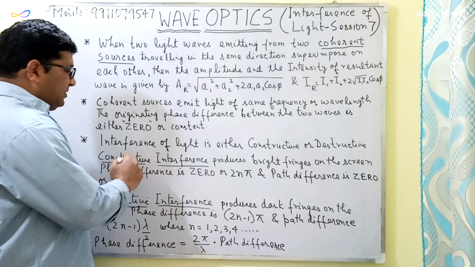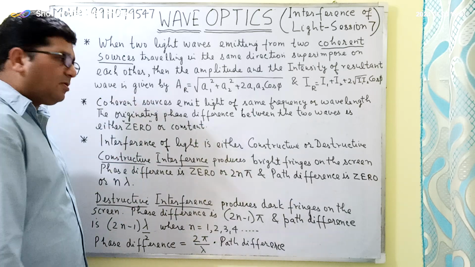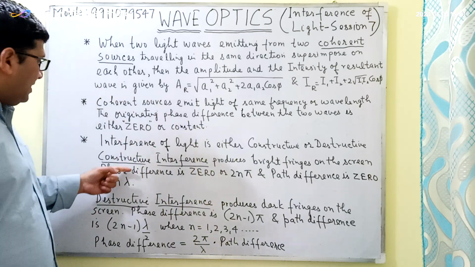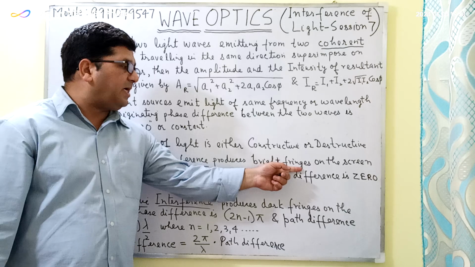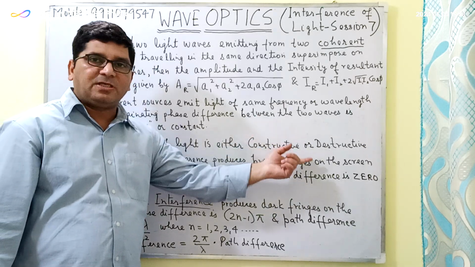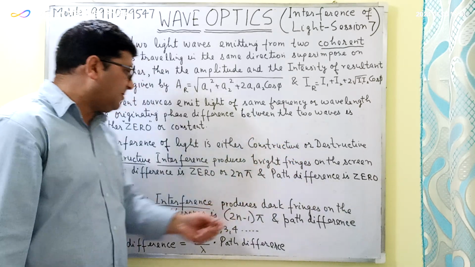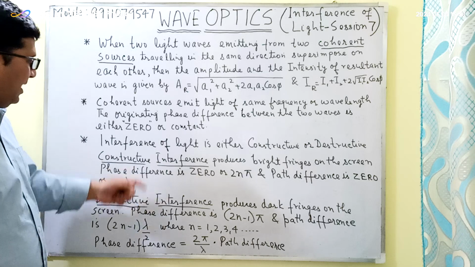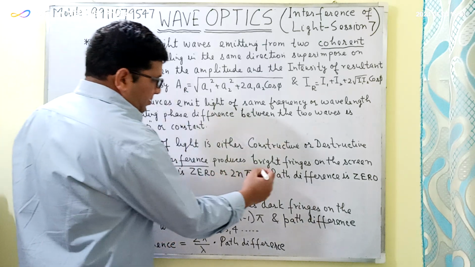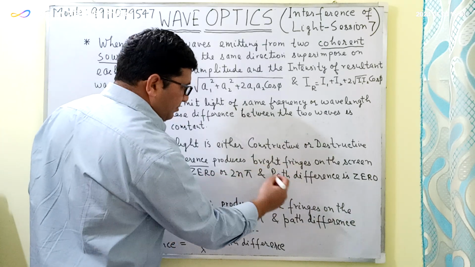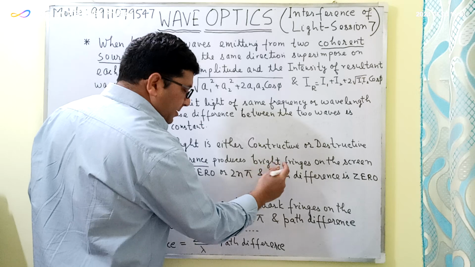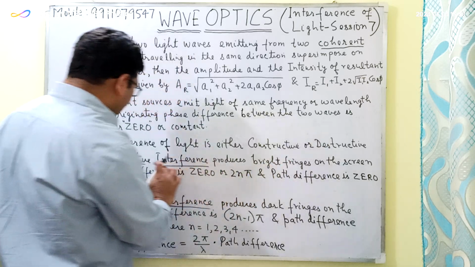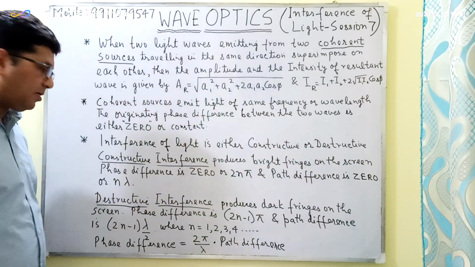Third point: this phenomenon, that is the interference of light, is either constructive or destructive. That is, the interference is either constructive interference or destructive interference. The constructive interference produces the bright fringe on the screen, and we will be discussing it in detail in the subsequent sessions. So here I have just written in brief what constructive and destructive interference is all about.